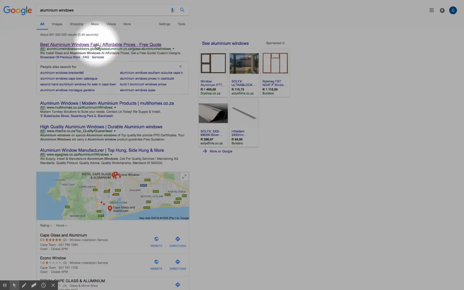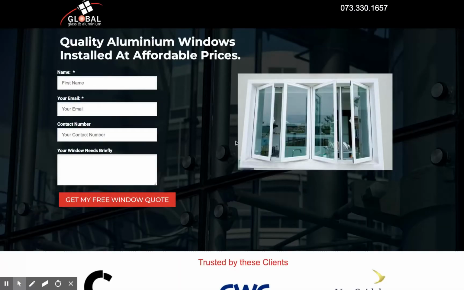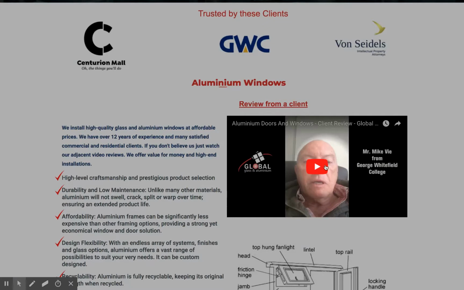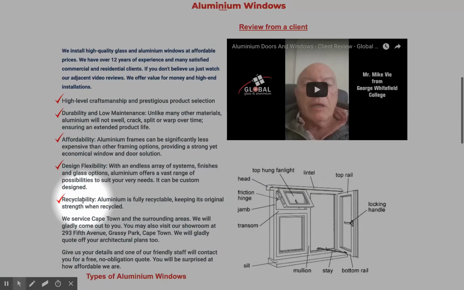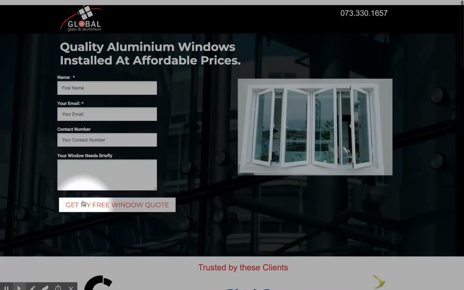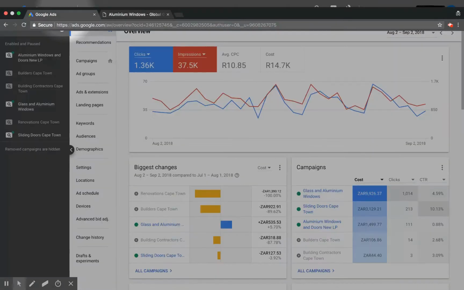So we can actually click on their ad to show you the landing page. Here we go. So the value proposition. We've got video reviews we do for our clients. We designed this landing page specifically for them. And anyway, let's show you their stats in the Google console.